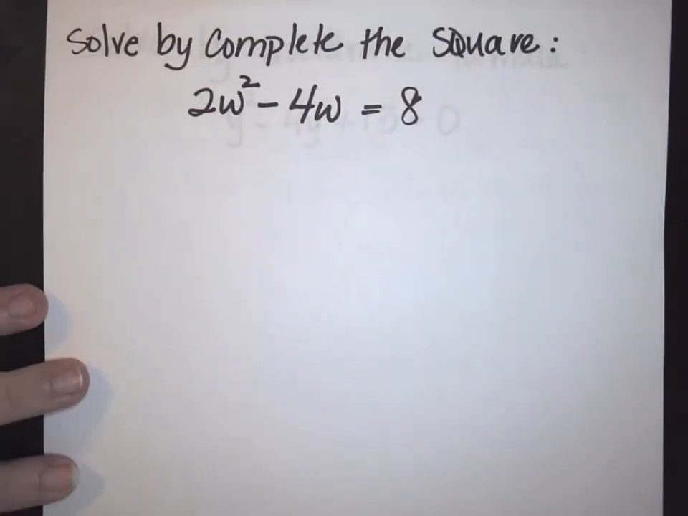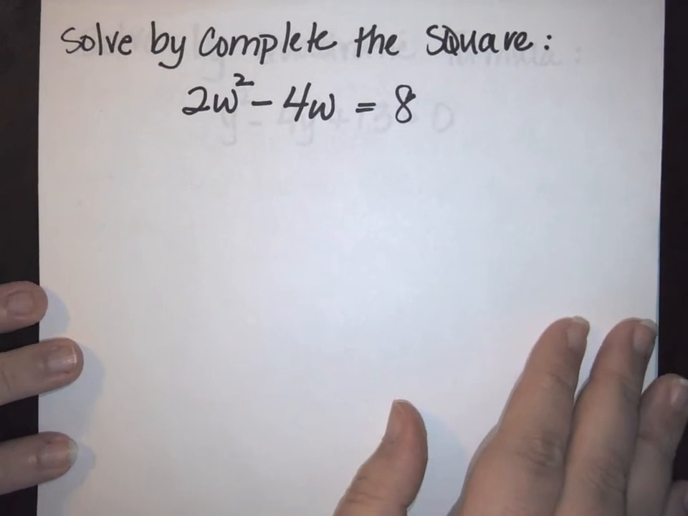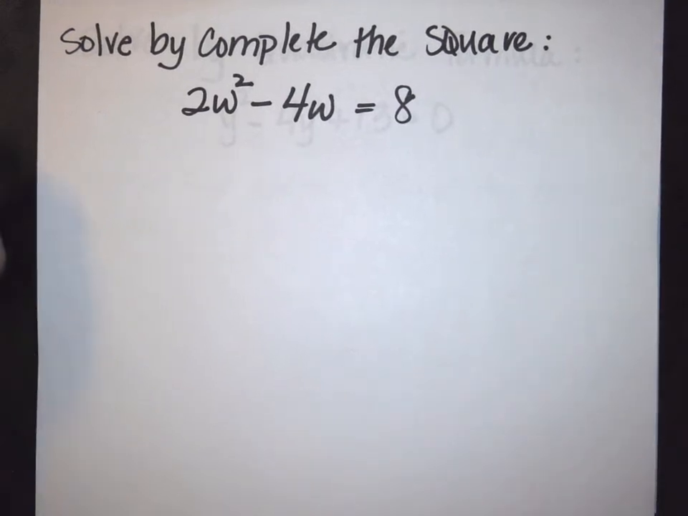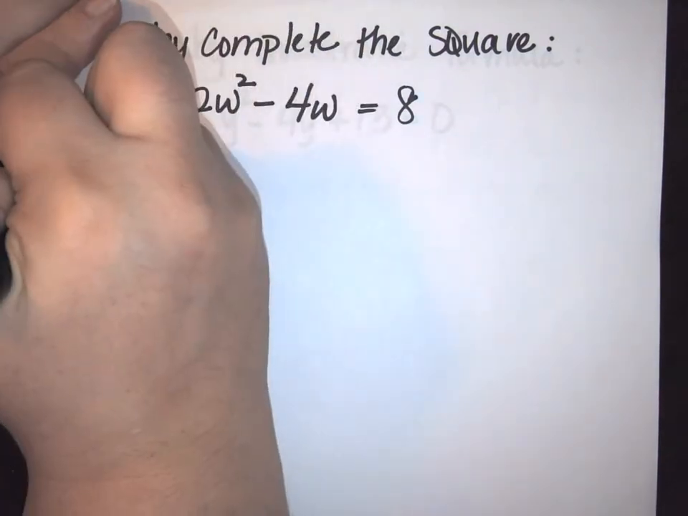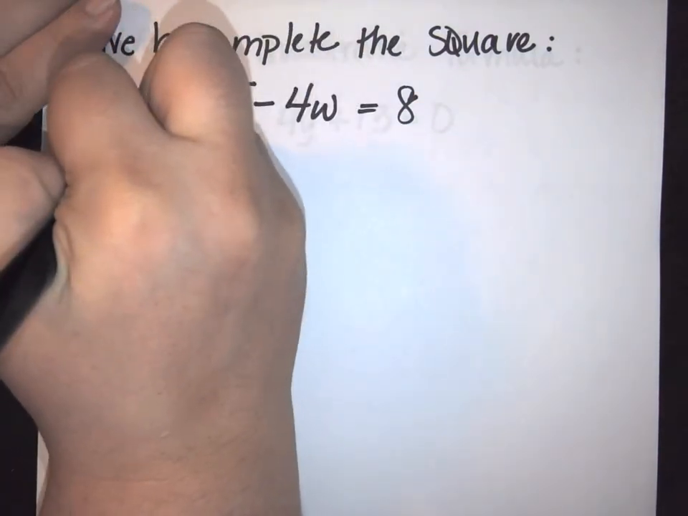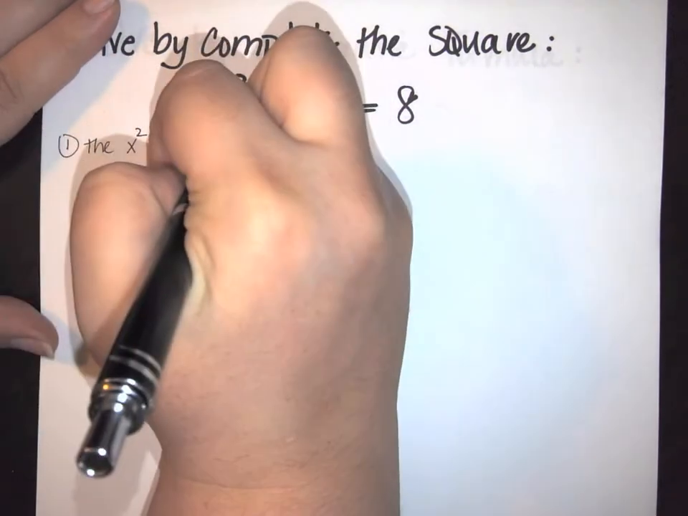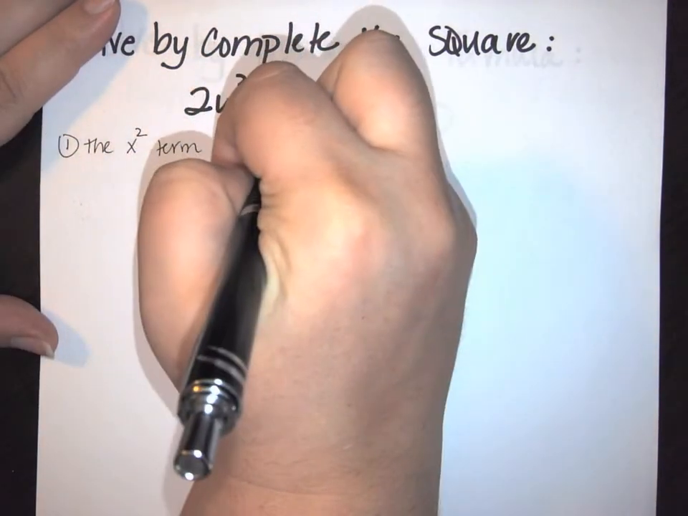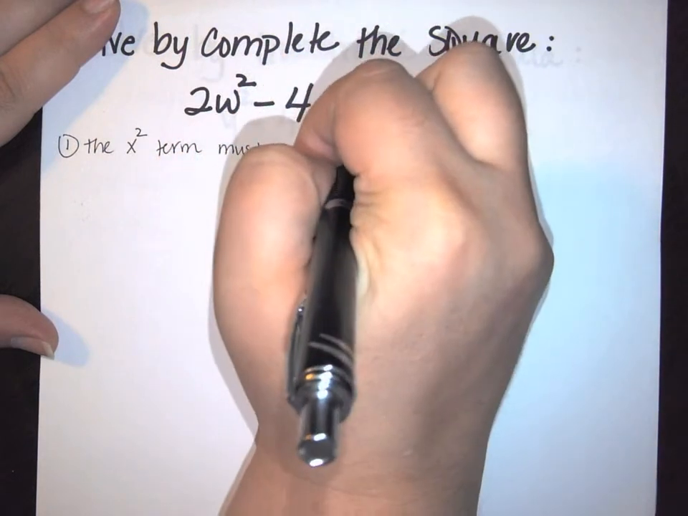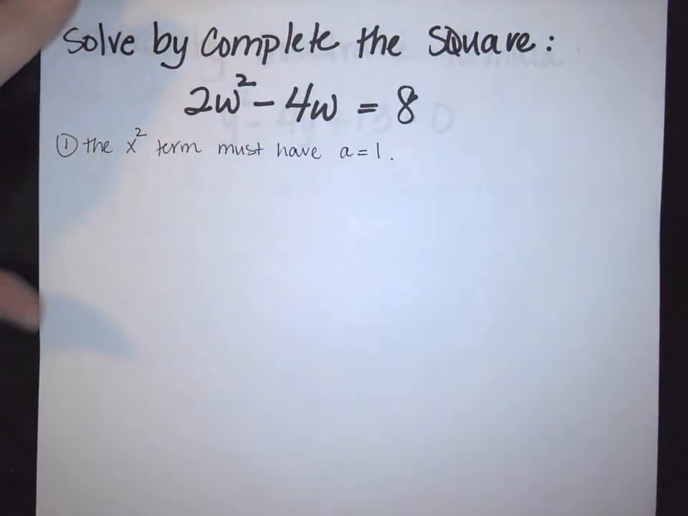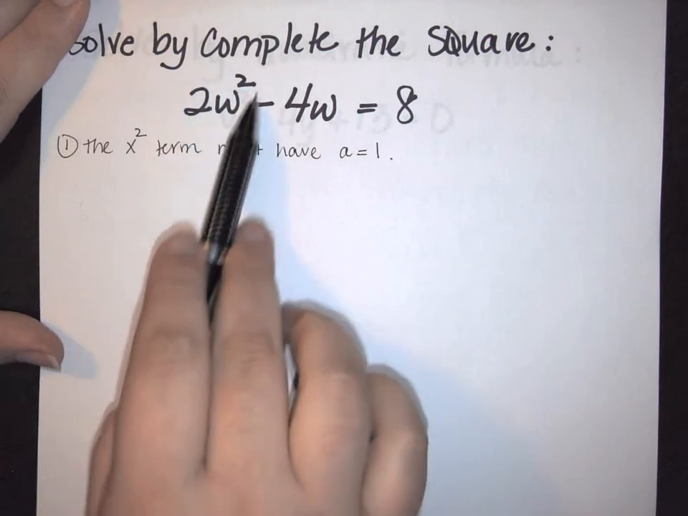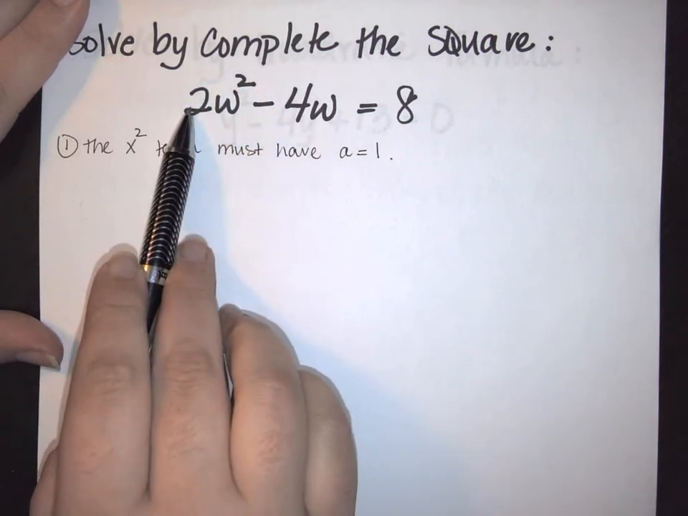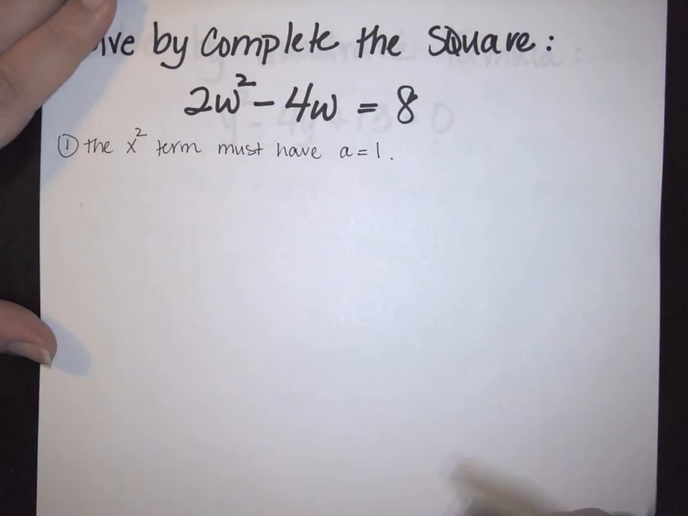Alright, now let's look at a fun one, completing the square. To complete the square, we've got a few things that we have to remember. First, the x squared term must have a coefficient equaling 1. If that does not occur, then the first thing you must do is divide it out and make that happen. In this case, I have my square term and it's got a 2, so I have to divide everything by 2 in order to make this a 1.